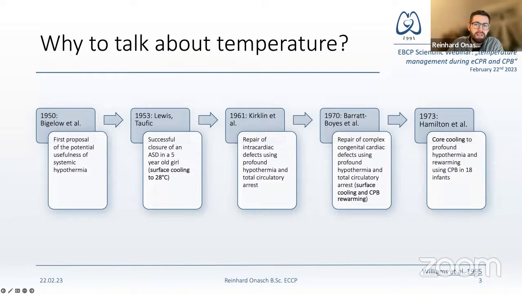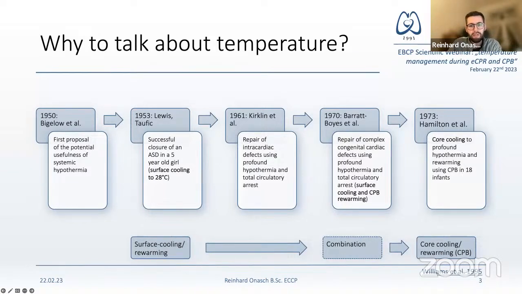Later, in 1970, a combination of surface cooling and rewarming with the use of cardiopulmonary bypass during the repair of complex congenital cardiac defects was described by Barrett-Boyes et al. Using the cardiopulmonary bypass for both cooling and rewarming was described by Hamilton et al. in 1973.